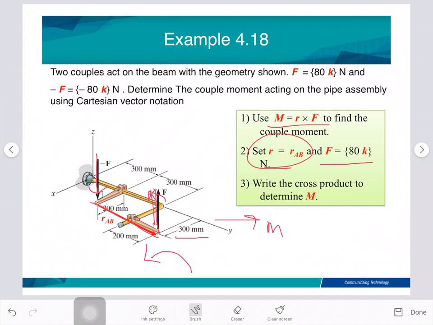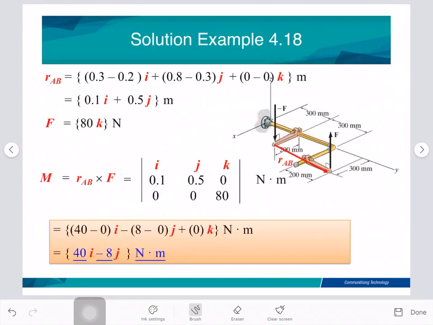So you can determine the RAB and then you can write the force. Now the force is only acting in K, which means the i component is 0 and the j component is also 0. So you can get RAB and F, write into matrix form, then you can solve. So the resultant couple moment is equal to 40i negative 8j Newton meter.